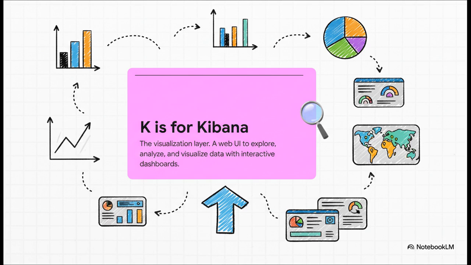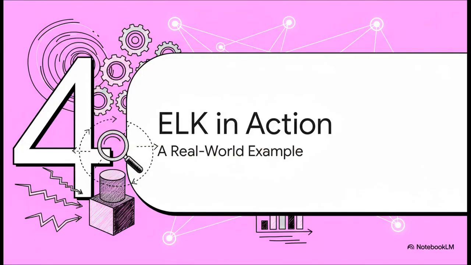Kibana is this slick web interface that sits right on top of Elasticsearch and lets you explore your data visually. You can build all kinds of interactive dashboards, charts, maps, you name it. It's the tool that turns all that raw text and numbers into a story that you can actually understand just by looking at it.